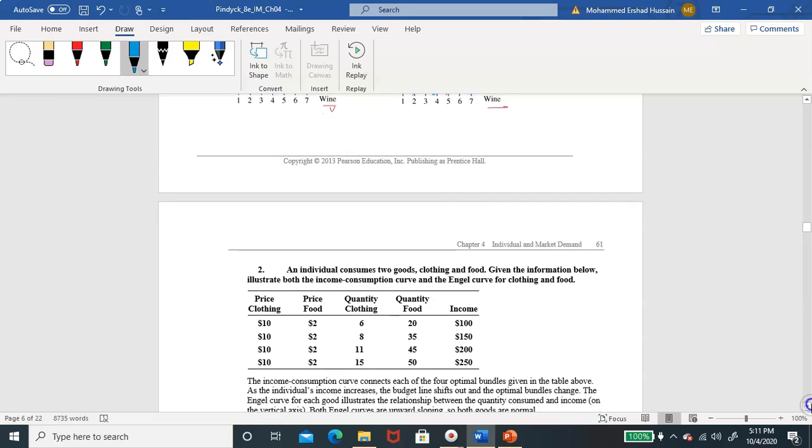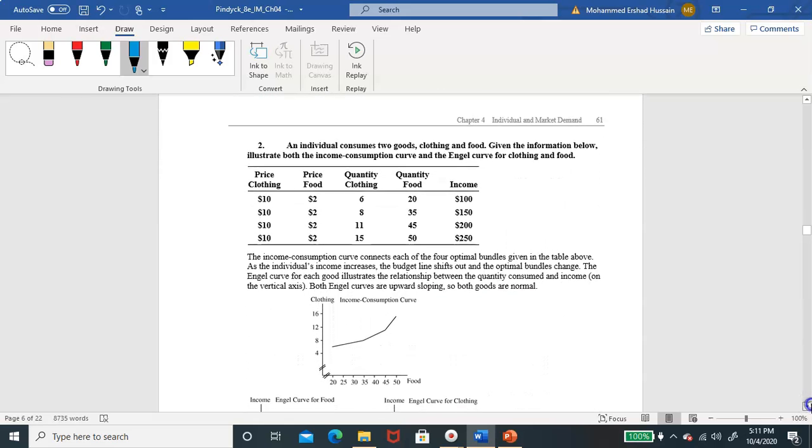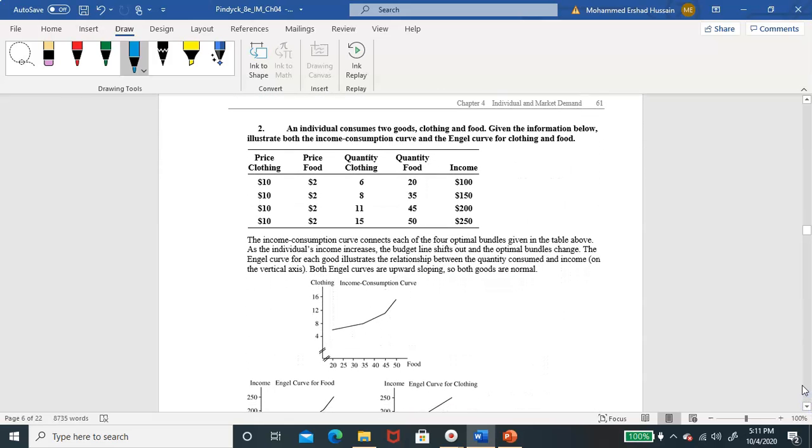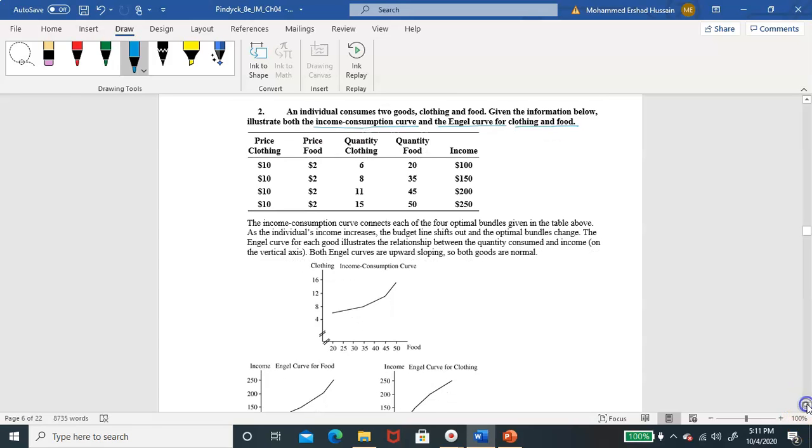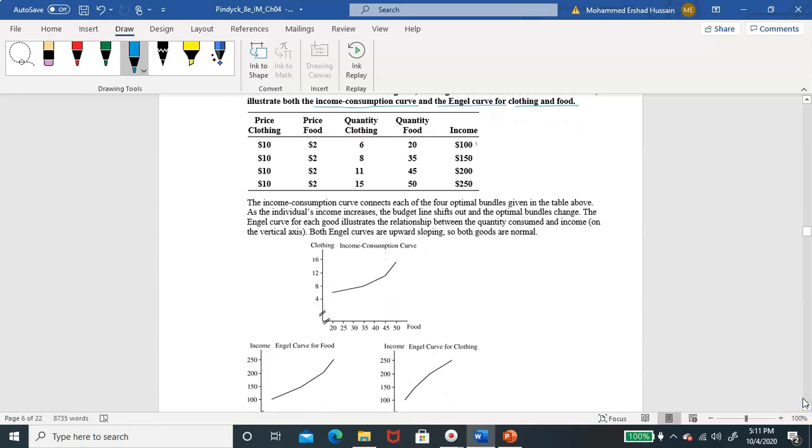Now, an individual consumer's two goods, clothing and food. Given the information below, illustrate both the income consumption curve and the Engel curve for clothing and food. So what is going on here? There is income. Look, income is changing, right? And when income changes, what happened to demand for clothing and what happened to demand for food? So that is what they are showing us here. But before that, let us discuss the income consumption curve.